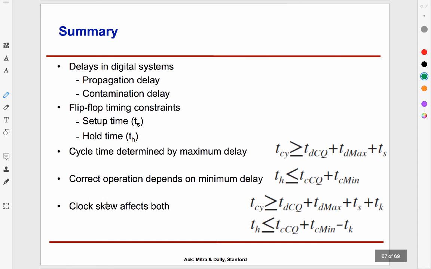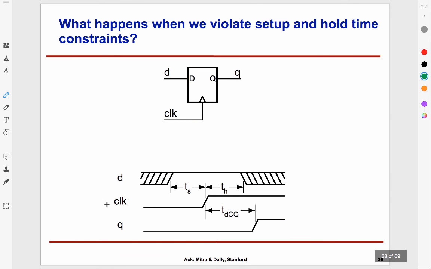Okay, so to summarize, in digital systems, we see several delay related issues. Firstly, in combinational logic itself, we have propagation delay and contamination delay. Flip-flops introduce two additional factors, setup time and hold time. Cycle time is determined by the given equation, hold time is given by the other equation, and clock skew affects both.